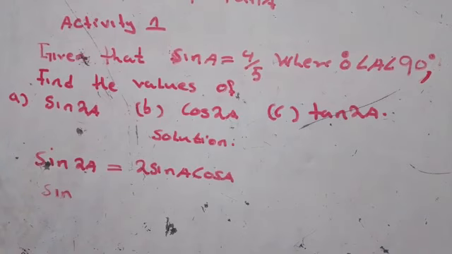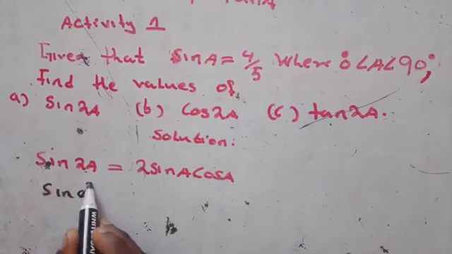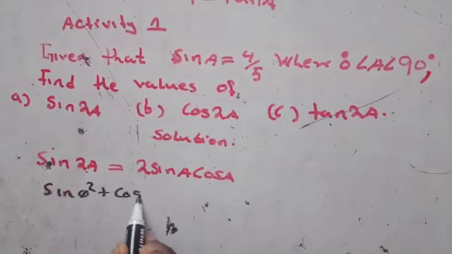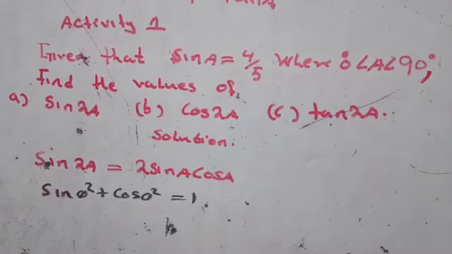So let me just highlight it. So sine theta squared plus cos theta squared is equal to 1. This is the equation that we are going to use for us to find cos A.